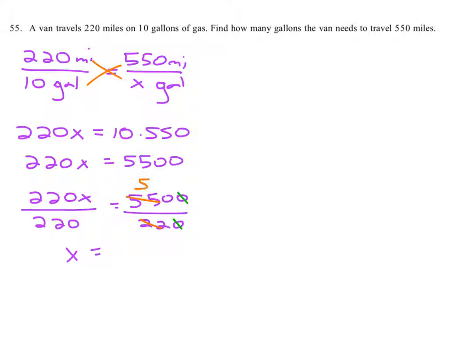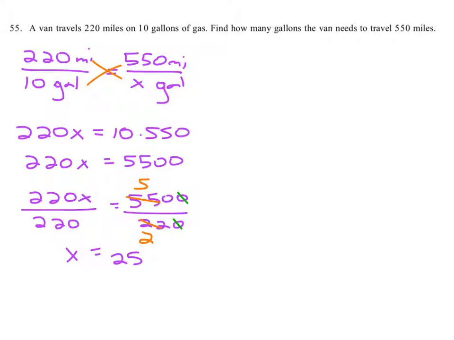And what do you get here? 11 times 5 and 11 times 2. And now this also still has this 0 on here. Okay, so notice that that's 50 over 2. And what is 50 divided by 2? It is 25. So we get x equals 25.